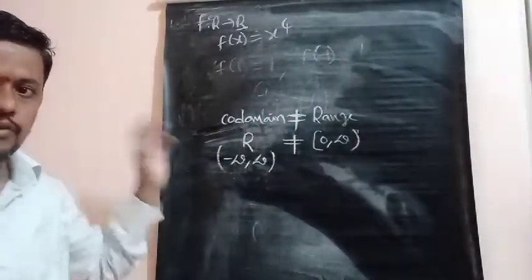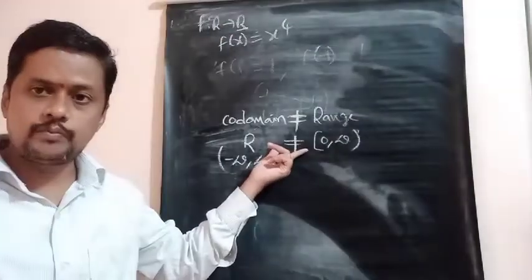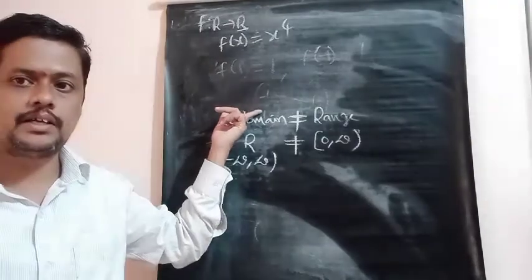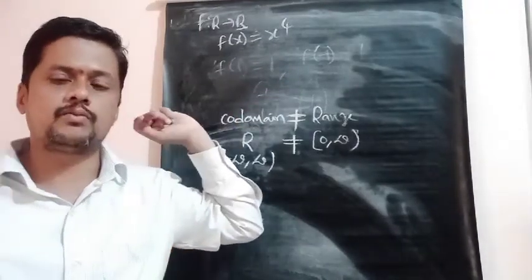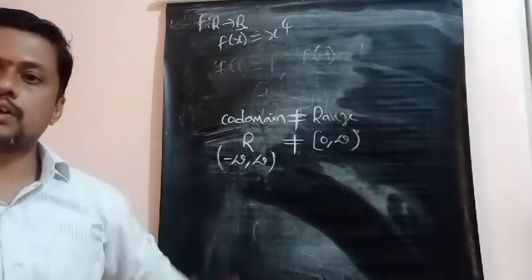Like that you have to decide. Codomain is not equal to range. That's why it is not onto. Different elements having different images is not there, that's why, as I already told, it is not 1-1. So option B is the right option. F is neither 1-1 nor onto.